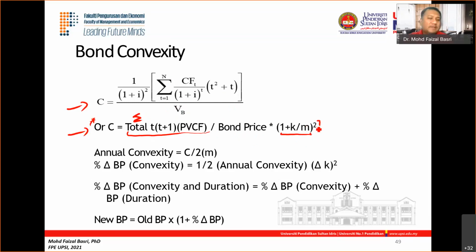So why we have square is basically, remember, there's a possibility to get a negative here. So to eliminate the negative, we square it. Okay, we square it.